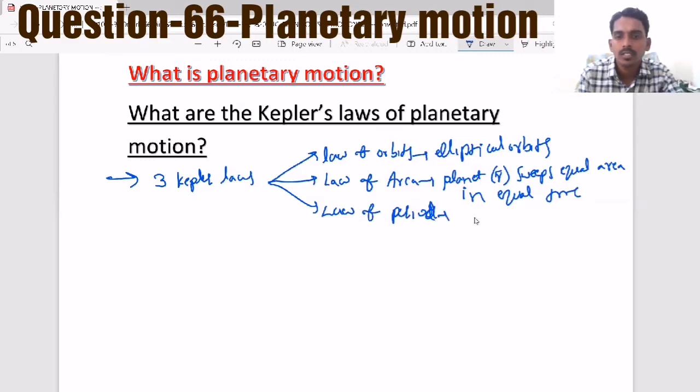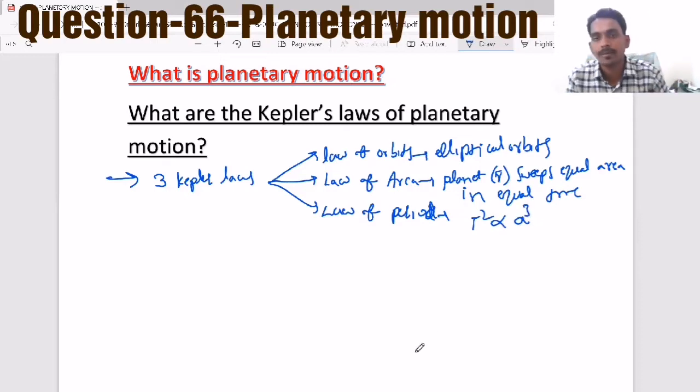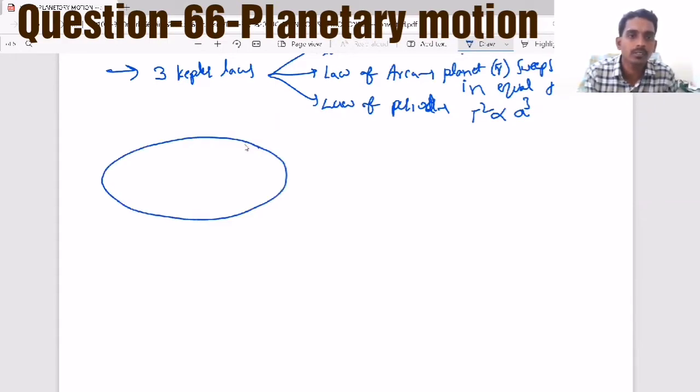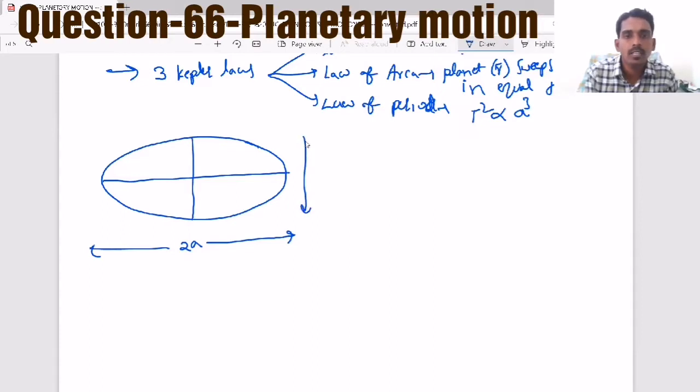That is, the square of the time period, the time to complete one revolution, is directly proportional to the cube of the semi-major axis. Now when you consider an elliptical path, it will be like this. This is called the semi-major axis and this is called the semi-minor axis. So this value is A, this value is B. Now there are two foci. Now the sun will be at one of the foci.